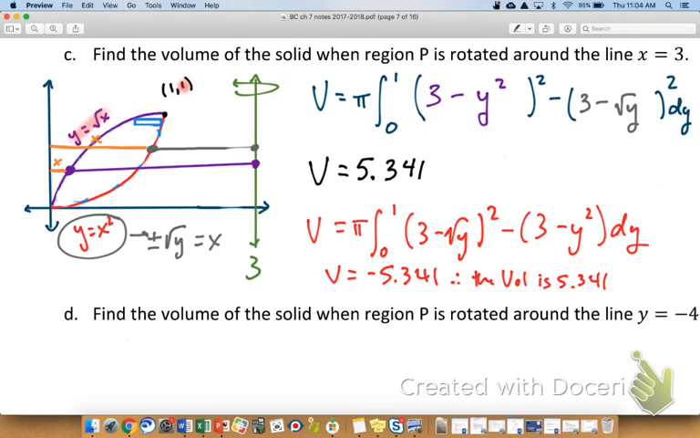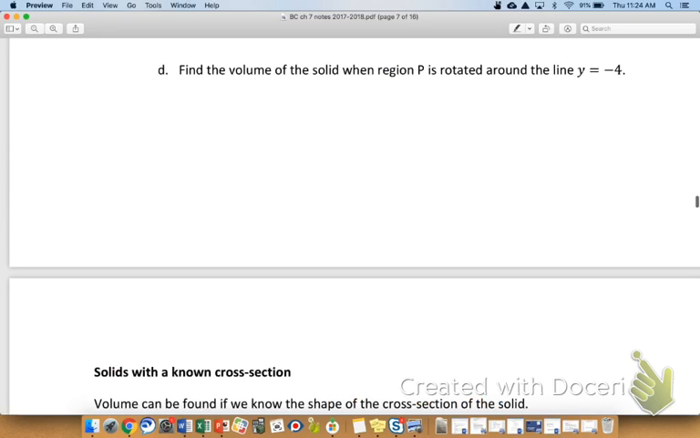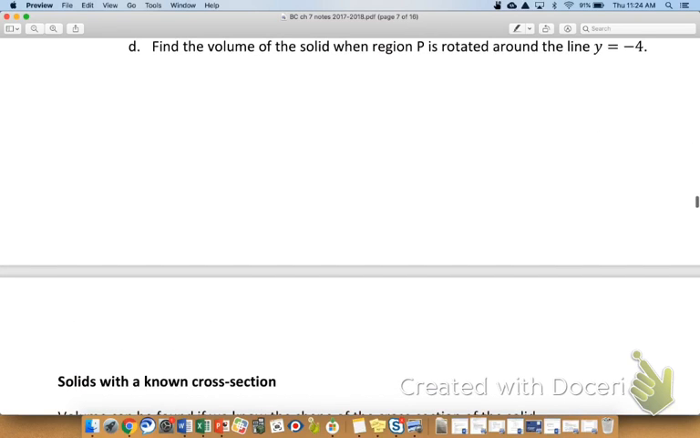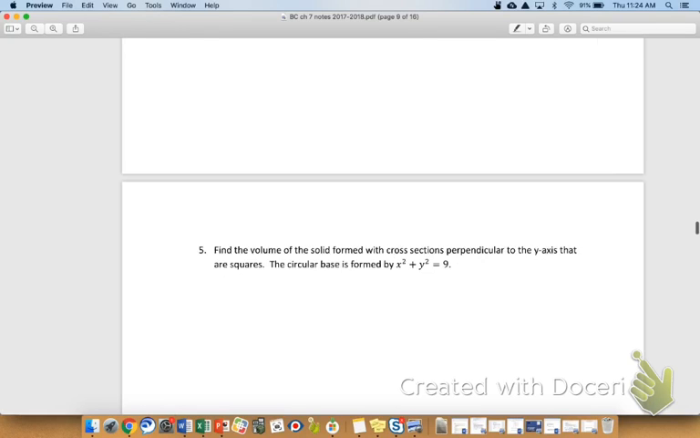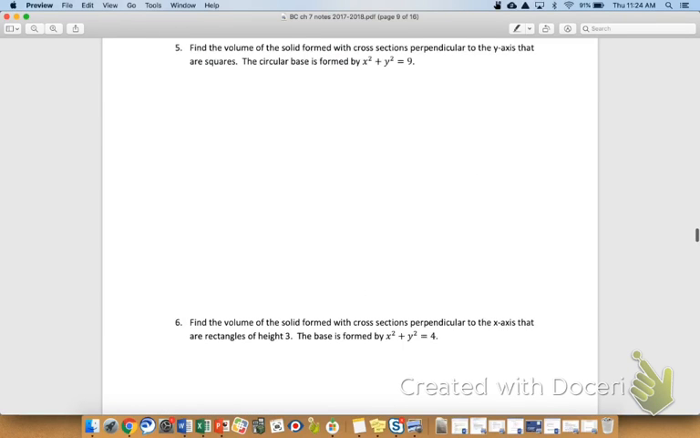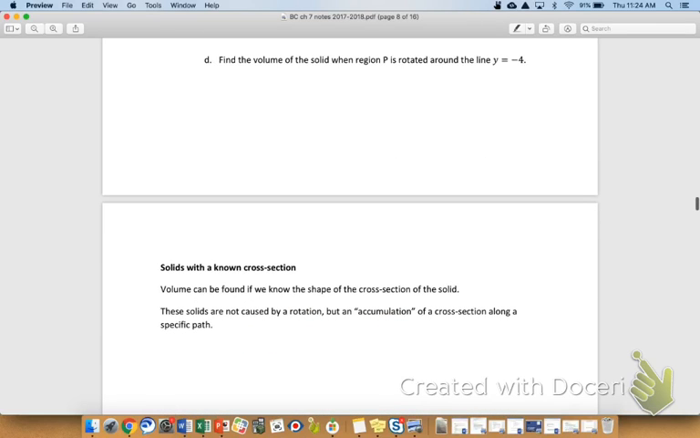D, please. Similar question, same region, but different still. So check it out, D. Let's get an actual answer.